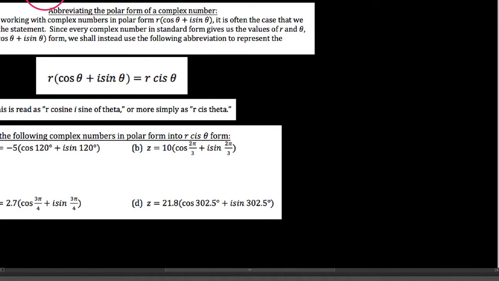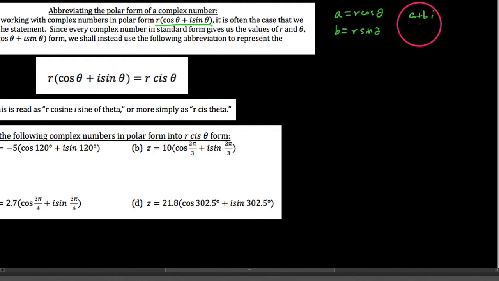Okay, YouTube, this is going to be a brief video on the abbreviation of the polar form of a complex number. When we're working with complex numbers in polar form, we're always dealing with r times cosine plus i sine theta, because we know that the a value of our point a plus bi is r cosine of our angle, and the b value is r sine of our angle.